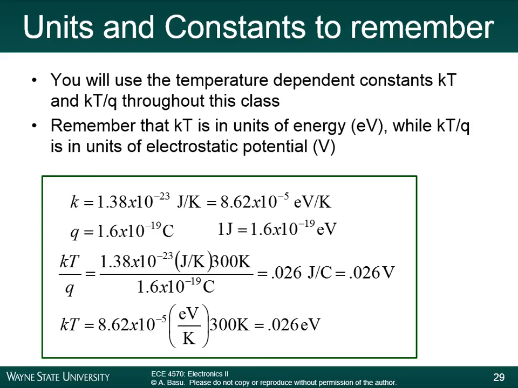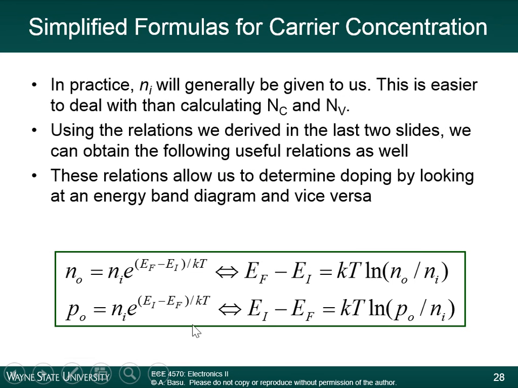Some units and constants to remember. We are going to be using these constants, kT and kT over q, throughout this class. And remember that kT is in units of energy, while kT over q is in units of electrostatic potential. Let's look at where these things occur. For this chapter, you're going to see this kT pop up quite often. k is the Boltzmann constant, and T is the temperature.